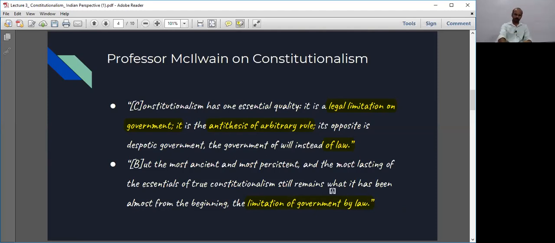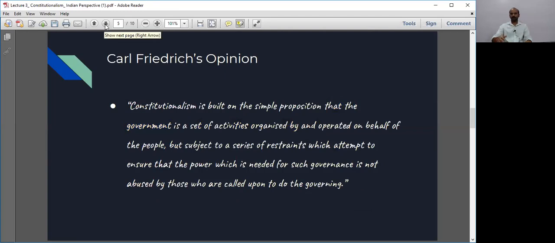Okay, next I will quote one more quote that is from Carl Friedrich. Okay, so Carl Friedrich has a certain opinion. Let's see it. Constitutionalism is built on the simple proposition that the government is a set of activities organized by and operated on behalf of the people, but subject to a series of restraints which attempt to ensure that the power which is needed for such governance is not abused by those who are called upon to do the governing. Right? So this is one more aspect which we need to keep in mind.